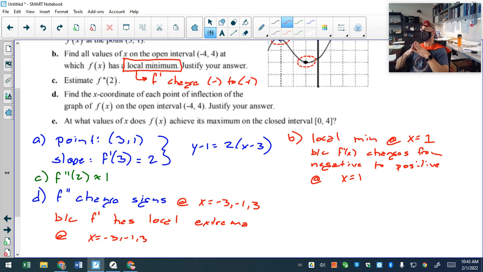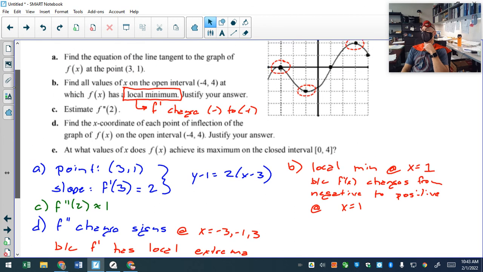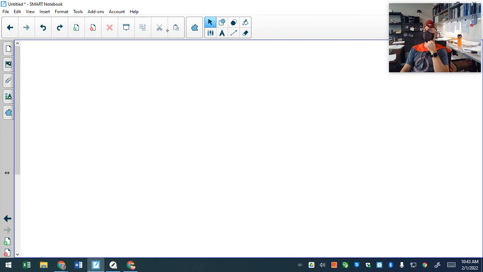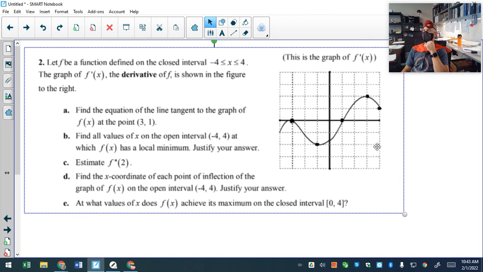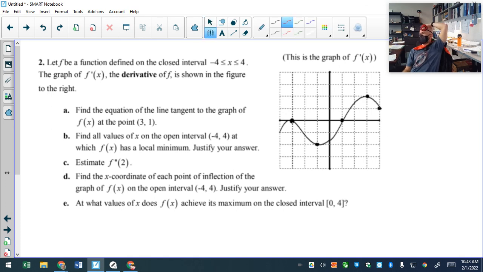At what value does f achieve its maximum value on the closed interval 0 to 4? Oh, that's not at all what we wanted to do. The maximum value on the interval 0 to 4. Honestly, I'm going to say you don't know how to do that yet. As far as initial game planning, we could get to a certain point on this one.